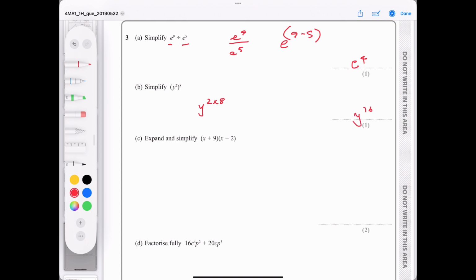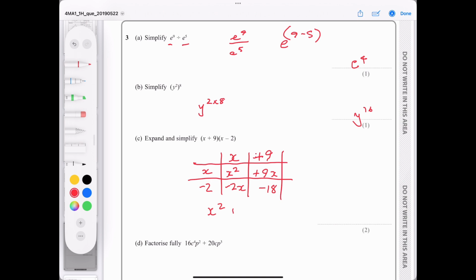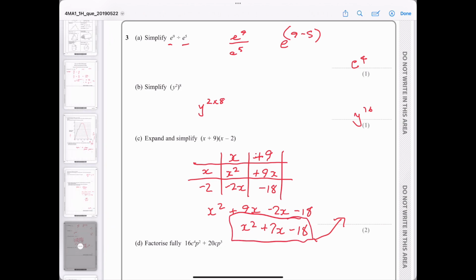And expand and simplify. You can do this by using the FOIL method, the claw method, whatever you like, but I prefer this because I think it's more elegant. And also you can sort of see what you're doing. x plus 9, x minus 2, so that's x squared, plus 9x, minus 2x, minus 18. Write them out and simplify. x squared plus 9x, minus 2x, minus 18, and that's x squared plus 7x minus 18. That goes into there. Maybe just put something around it so they know.